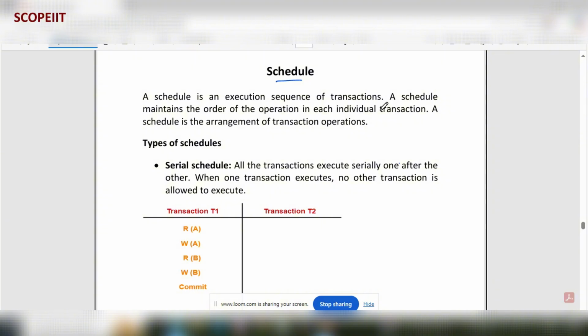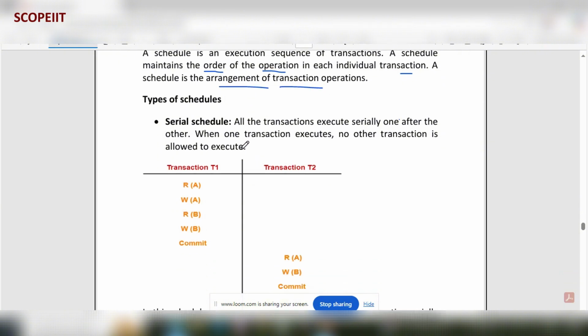So basically a schedule maintains the order of operations in each individual transaction. What is a schedule in short? You can say it is an arrangement of transaction operations. Okay, it will give you the arrangement that this transaction will be executed at this time. It will tell you the sequence of execution of transactions. Now, if you talk about types of schedule, there are many different types of schedule.